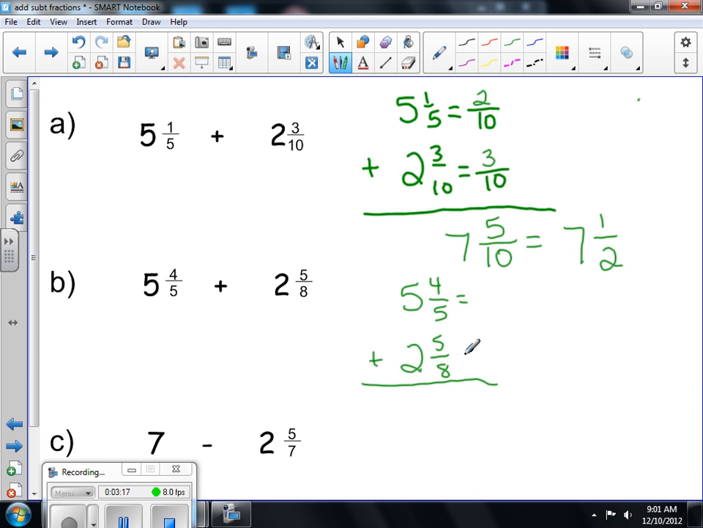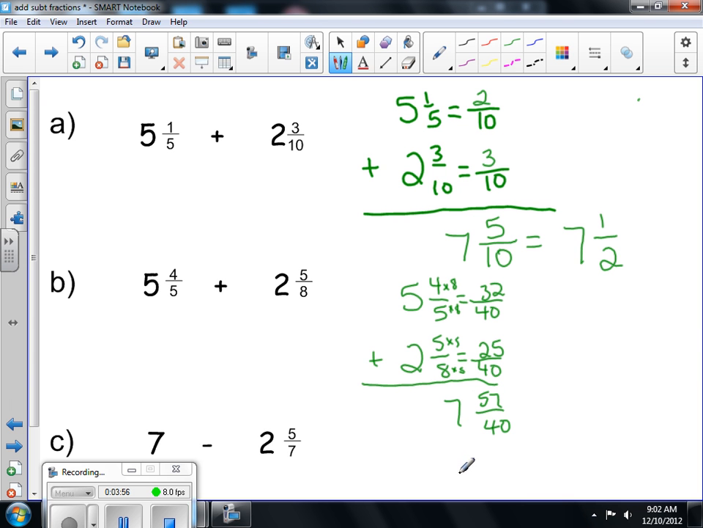What's your common denominator going to be? 40. 5 times what gives you 40? So 4 times 8 is 32. 8 times what gives you 40? So 5 times 5 is 25. Okay, check your sign. We are adding. Okay, we have 32 plus 25 gives you 57/40. Add your whole numbers.